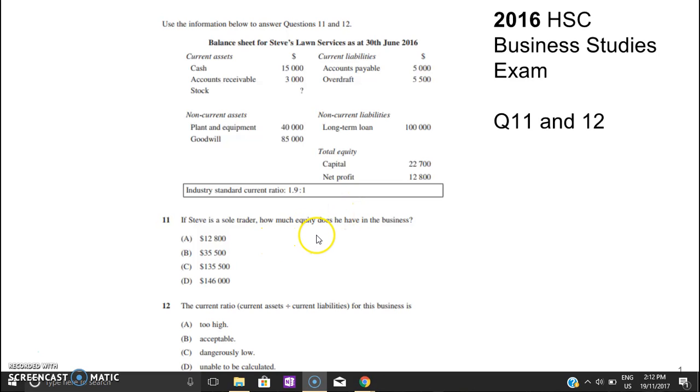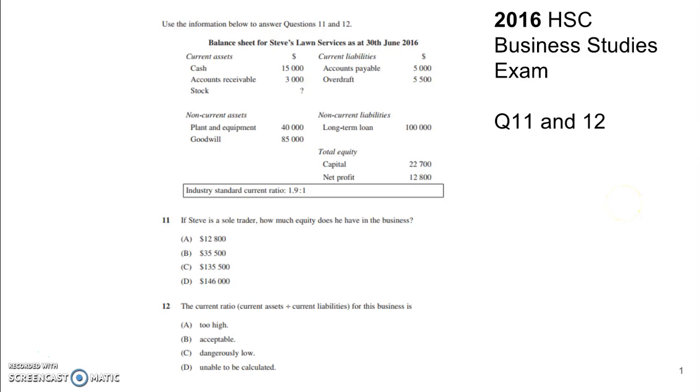If Steve is a sole trader, how much equity does he have in the business? In this situation, it is pretty straightforward. We are simply just going to add together these two figures from the total equity column. Sometimes what can be in this column are some things that don't really fit, that shouldn't be under total equity, or we might see the word drawings here, which means that we actually have to take that away from the total. But in this situation, both of these fit and are relevant, and it is really just a matter of B being the total if we calculate these two together. So that's how we find that answer.